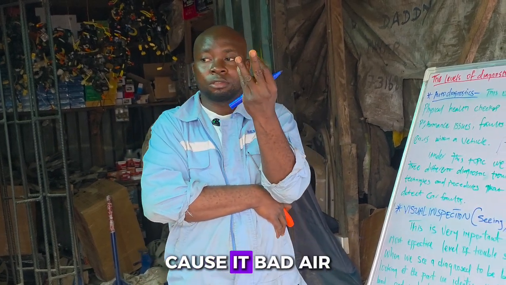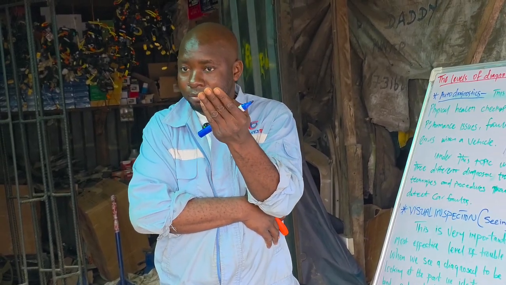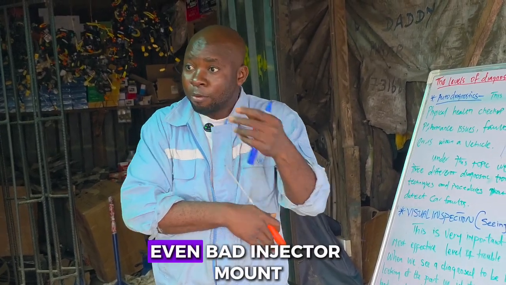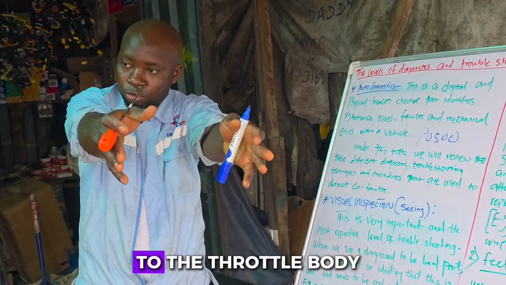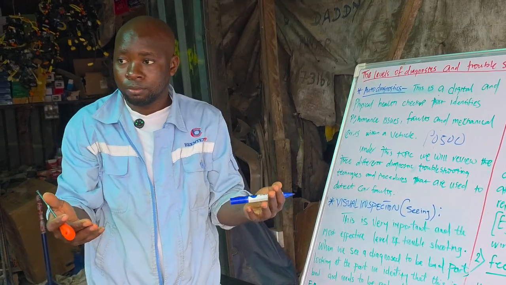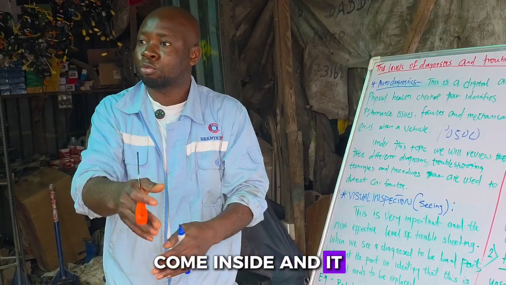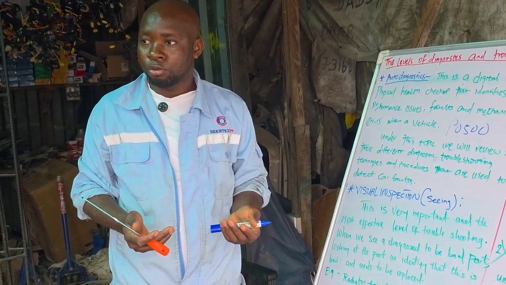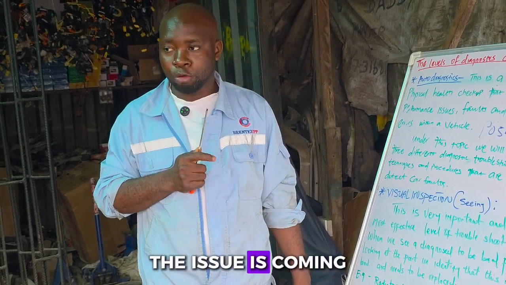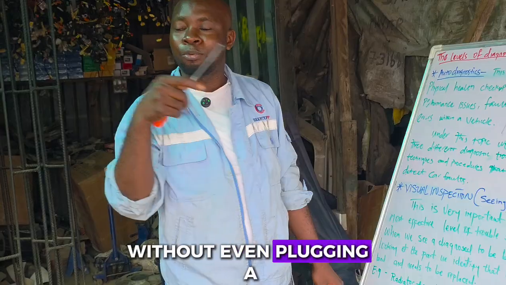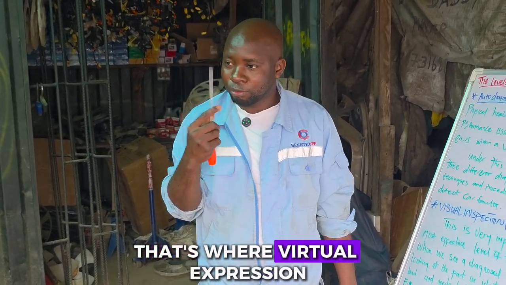Bad oxygen sensor can cause it. Bad airflow, bad MAF, bad intake. Even a bad injector, or the intake hose that comes from the air filter to the throttle body, can cause it too. If there's a break or a crack, external air will come inside and can also cause black smoke. With this, you can easily identify where the issue is coming from. I think this is the issue, without even plugging in a tool to scan the car. That's where visual inspection comes in.